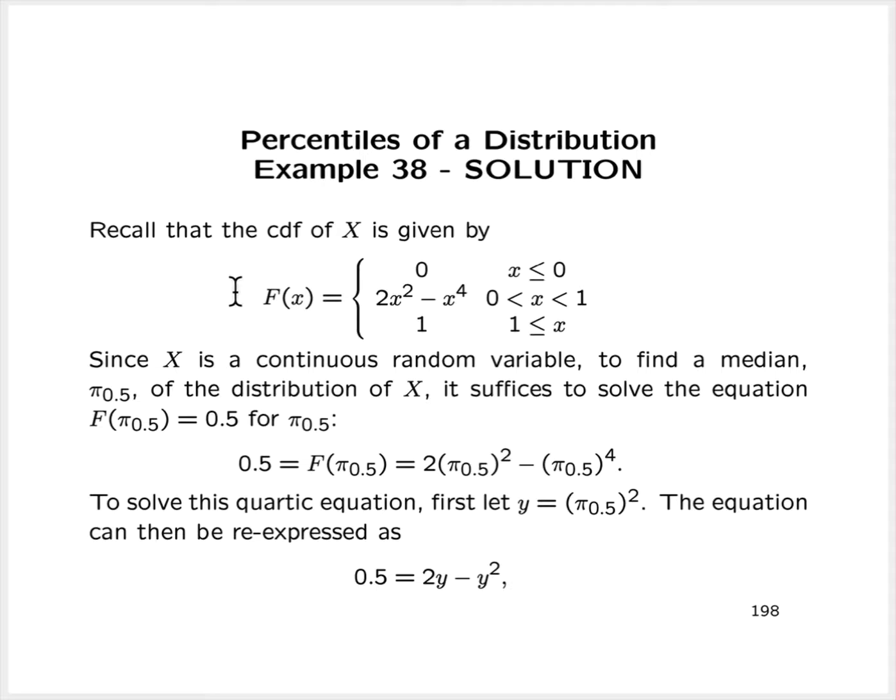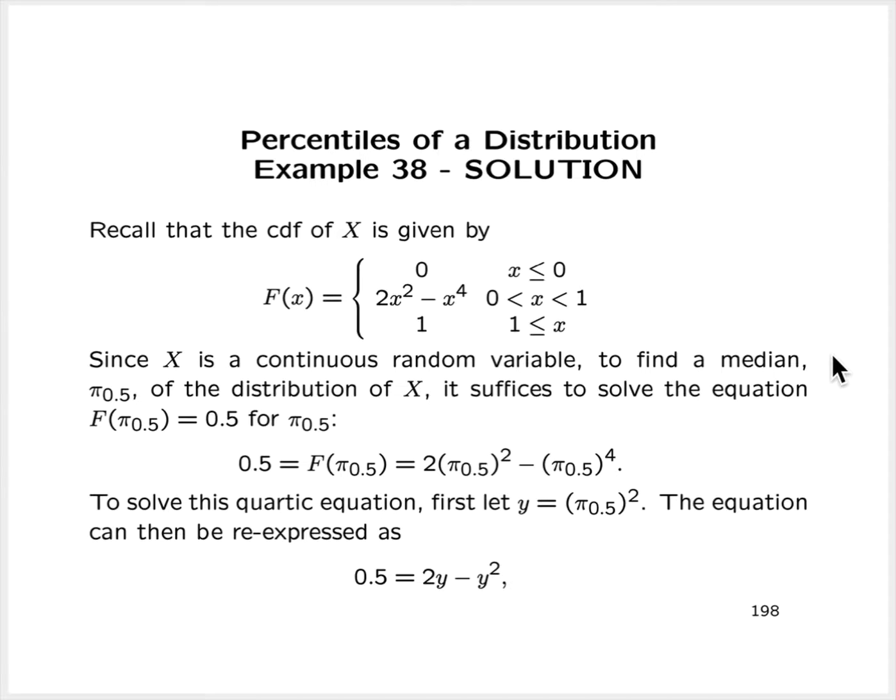Now recall that we've seen this distribution before. In fact, when we first saw it, we were given the CDF, and the CDF is reproduced here. For values of x less than or equal to 0, the CDF is equal to 0. For values of x that are greater than or equal to 1, the CDF evaluates to 1. And for values of x between 0 and 1, the expression for the CDF is 2 times x squared minus x to the 4th.